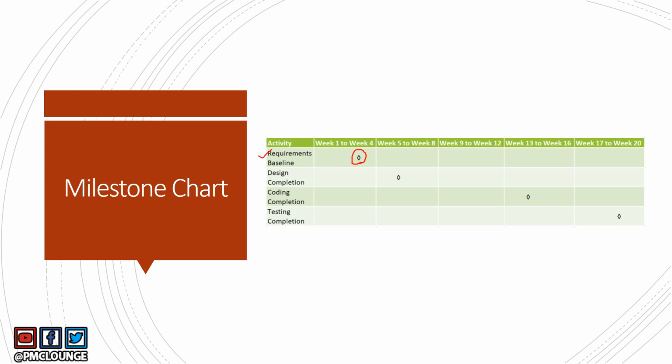And these are the milestone requirements baseline, right? So this is the day when you're supposed to reach requirements baseline. It looks like week 3. So the end of day for week 3 is the milestone day for requirements baseline. Similarly, these are other activities, and these are the milestones for design completion, coding completion, testing completion.